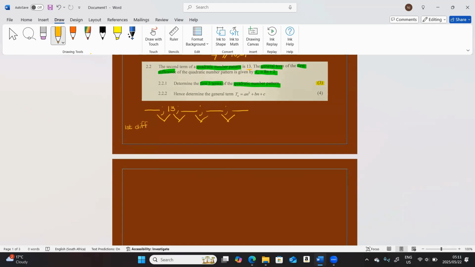Then between these two, you would have a second difference. You would have a second difference and you would have a second difference. So can you see, guys, without any numbers, just apply what you know. And then your answer over here will be your second difference.